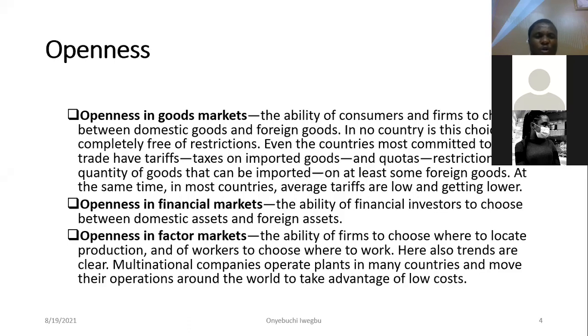So when I talk about openness in goods market, importers just place the cost of the tariff, they add it on the price and they sell, they move. If you're talking about openness in financial markets, they can easily withdraw their funds with technology. Even with respect to capital flows in terms of foreign direct investments, they can also do that.